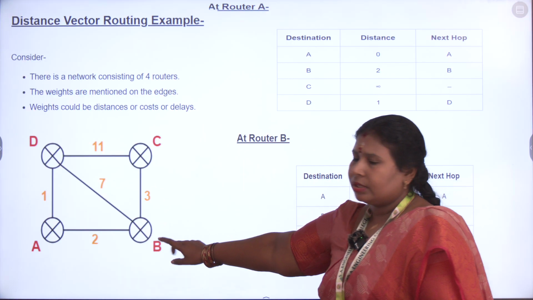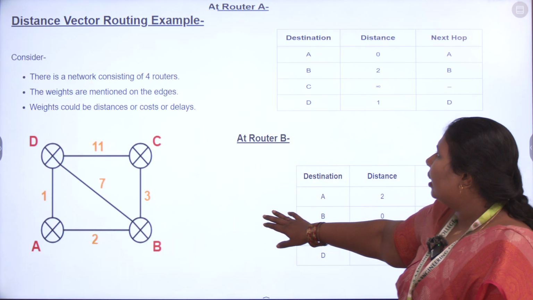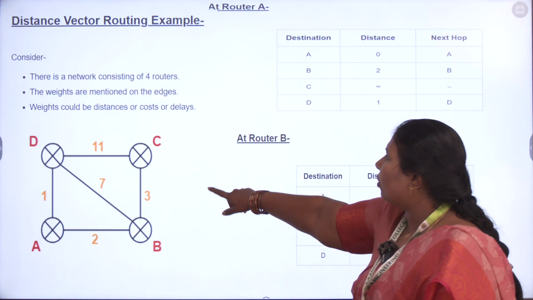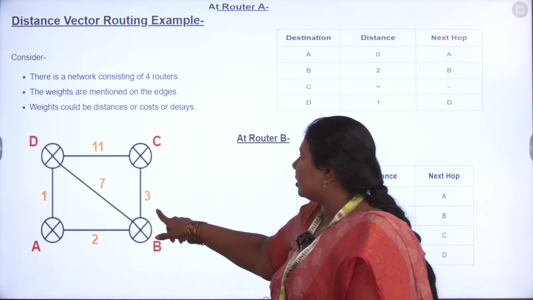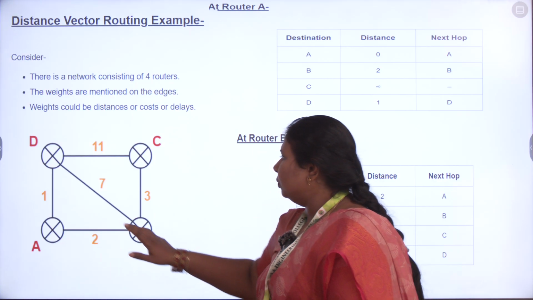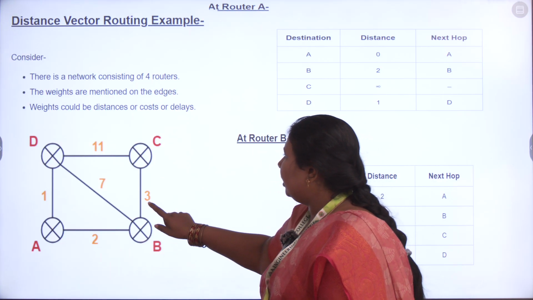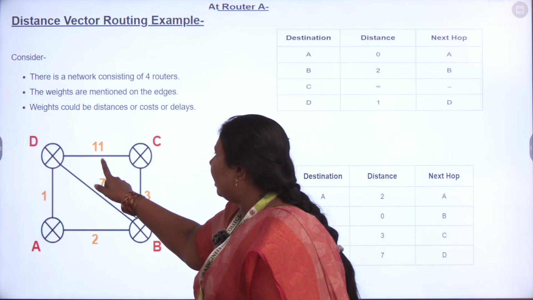I have just used an example. There is a network consisting of 4 routers, A, B, C, D. The weights are mentioned on the edges. A to B is 2, B to C is 3, and C to D is 11.